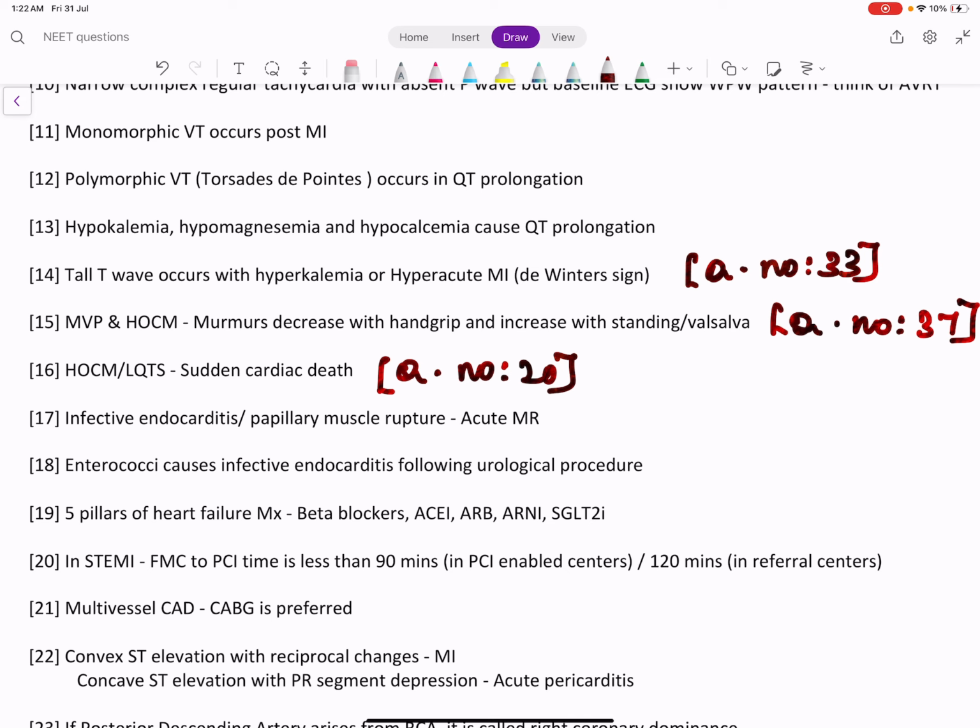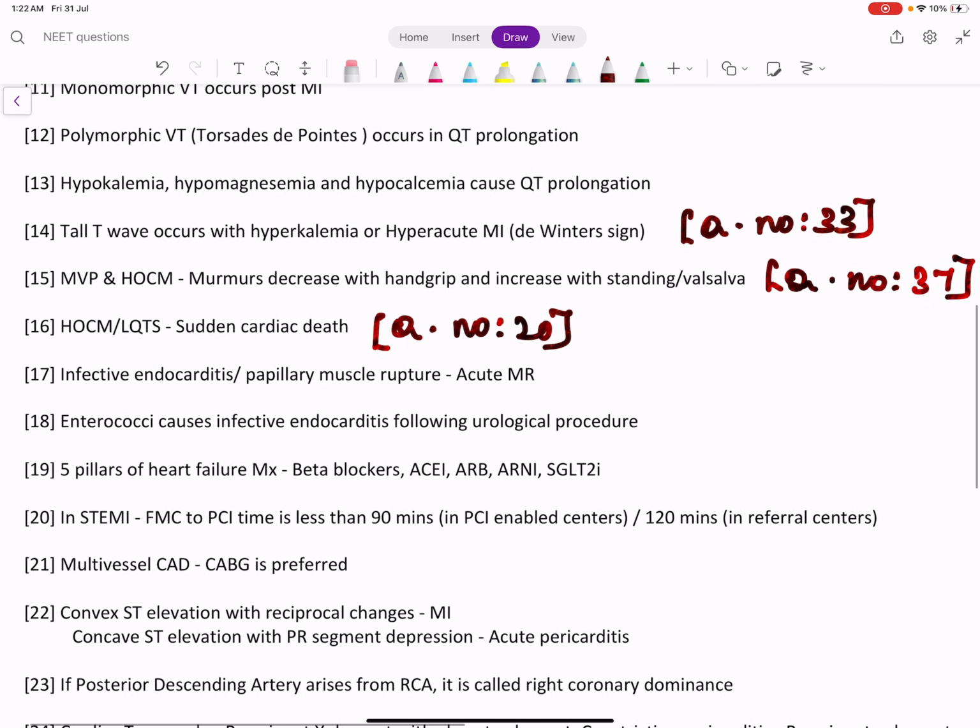Tall T wave occurs only in two conditions, hyperkalemia or hyperacute MI. In hyperacute MI, we call it de Winter's sign. This was discussed in question number 33 in detail.